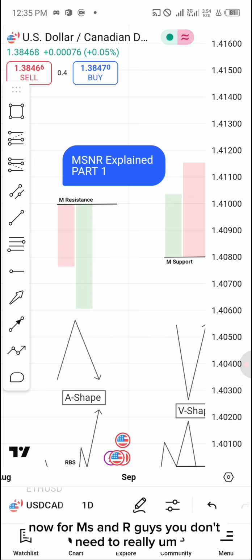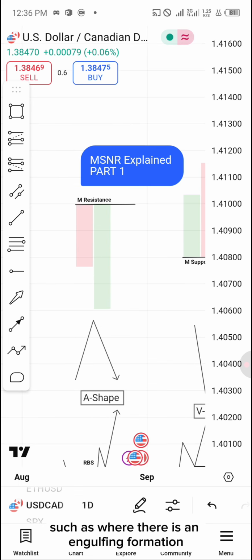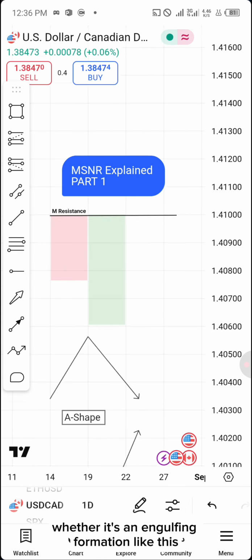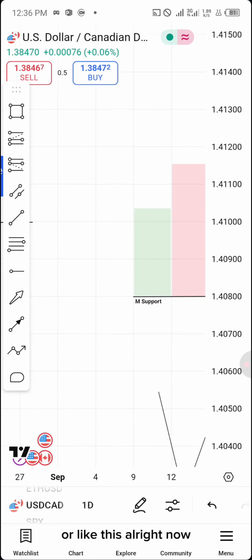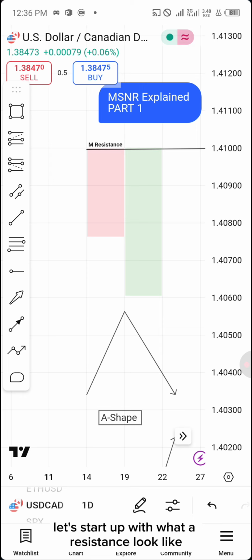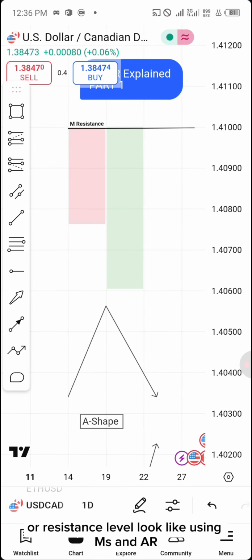Now, for MS&R, guys, you don't need to really take all of that into consideration. Okay, now for MS&R, there are things you need to see, such as where there is an engulfing formation like this, guys. Where there is an engulfing formation like this or like this.